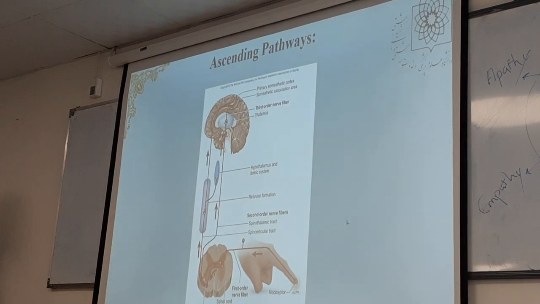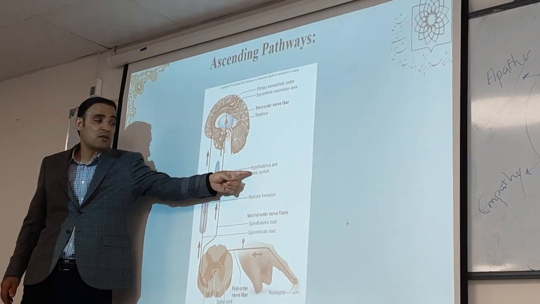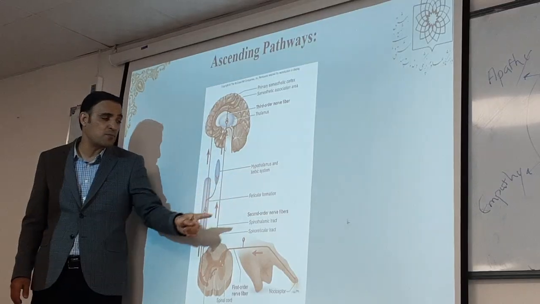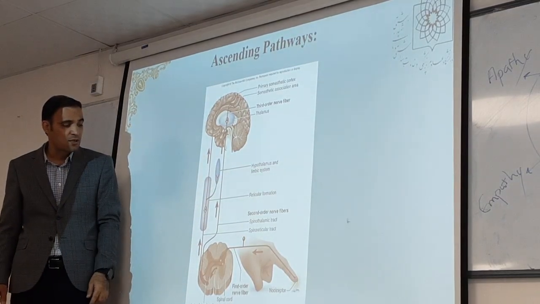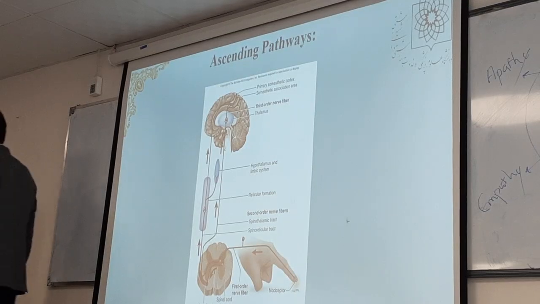And this is another shape. The spinohypothalamic pathway sends the information to the hypothalamus, limbic system, reticular formation, and also the thalamus and then to the cortex.